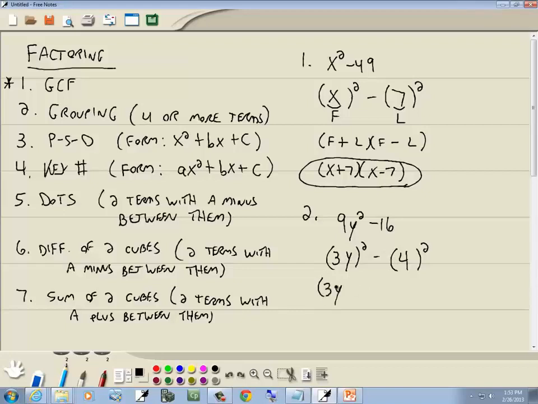So we'll take what's inside our first set of parentheses, we add what's in our last, and we take what's inside our first, and we subtract what's in our last. And that'd be your answer.